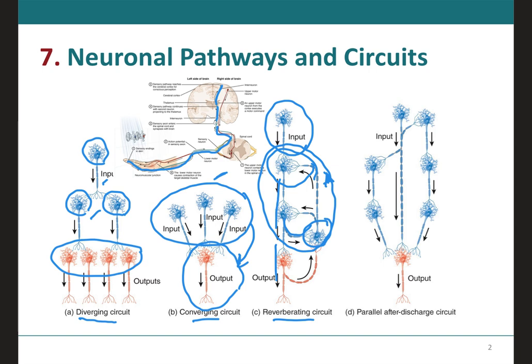And the last and fourth type of circuit is what we call the parallel after-discharge circuit. In this circuit, a single presynaptic cell will stimulate a group of neurons, each of which synapses with a common postsynaptic cell. Parallel after-discharge circuits may be involved in precise activities such as mathematical calculations, for example.